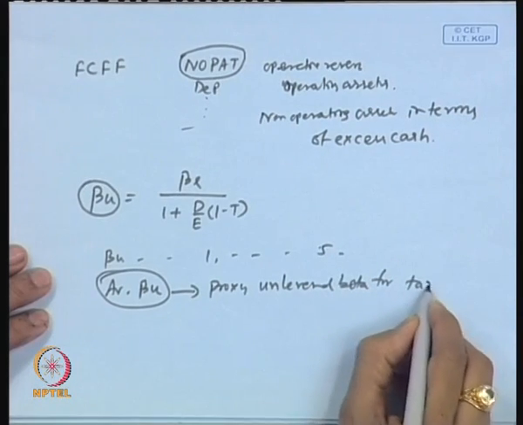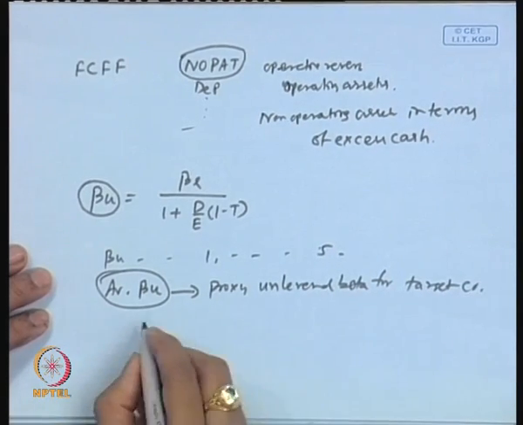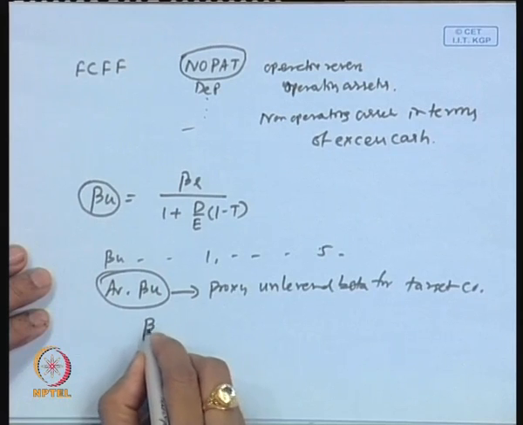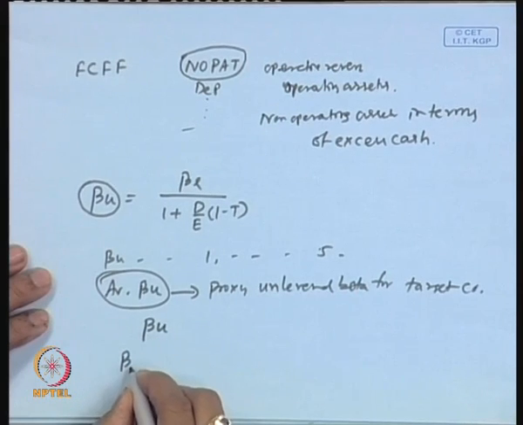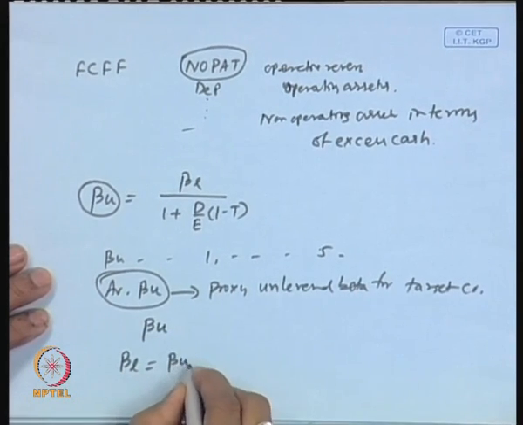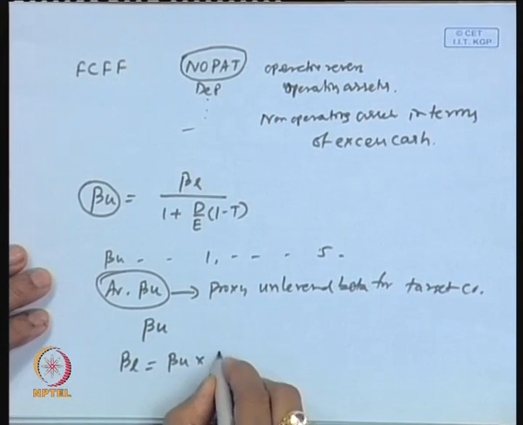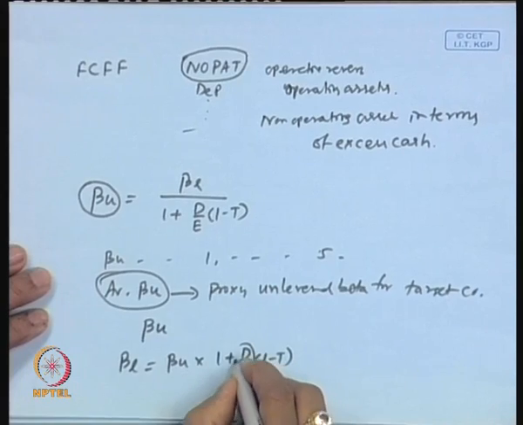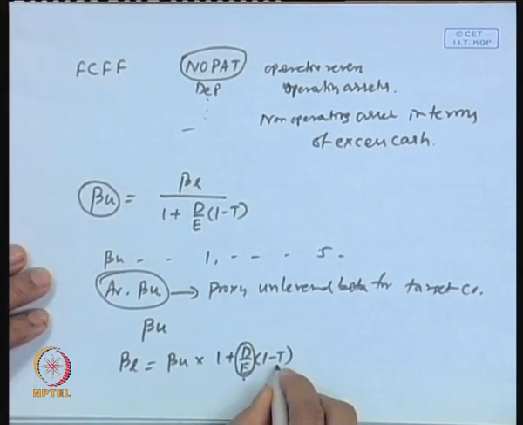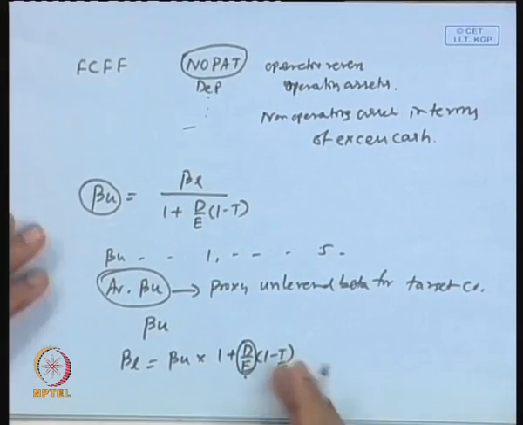and that is supposed to proxy the unlevered beta for the target company which is not listed, and this unlevered beta can be used to find out the levered beta. So, levered beta is nothing but unlevered beta into 1 plus D by E into 1 minus t. D by E is the target company's debt equity ratio, and t is the target company's corporate tax rate.